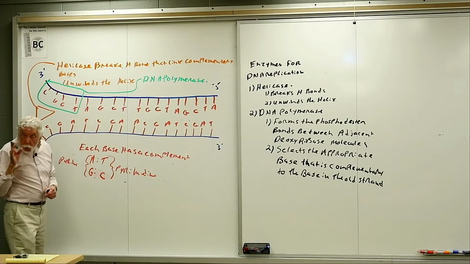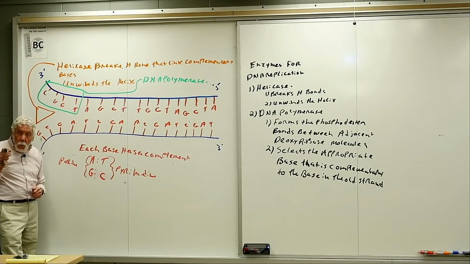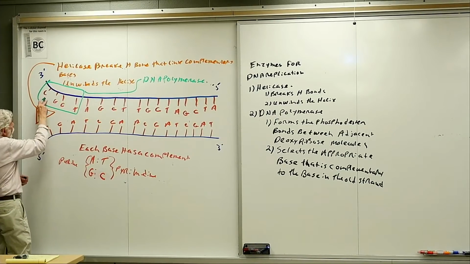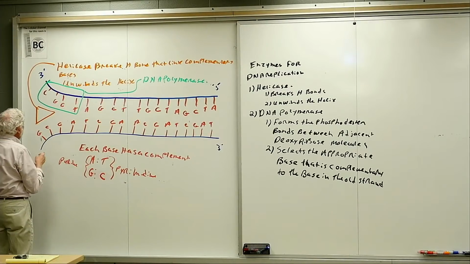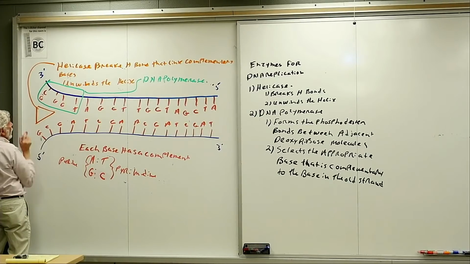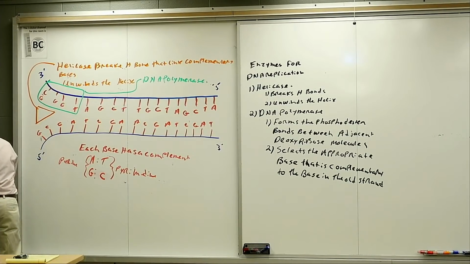I'll remind you the two things the DNA polymerase does: it forms the phosphodiester bonds, and it also chooses the appropriate base. So it would choose the appropriate base here, a cytosine, to a guanine, form the hydrogen bonds, and then it would form a phosphodiester linkage.